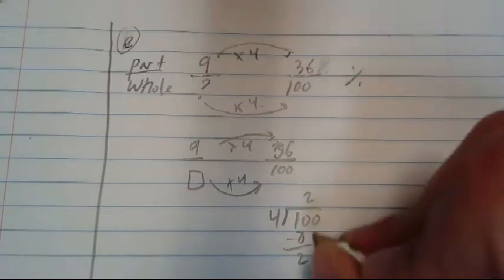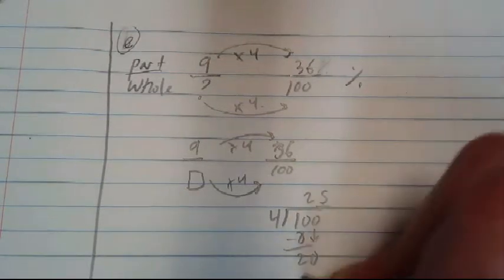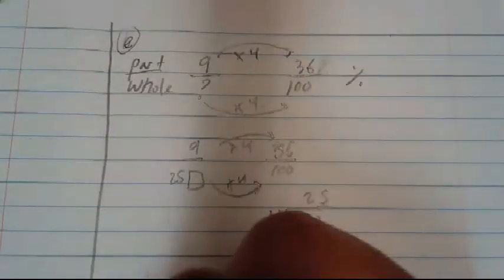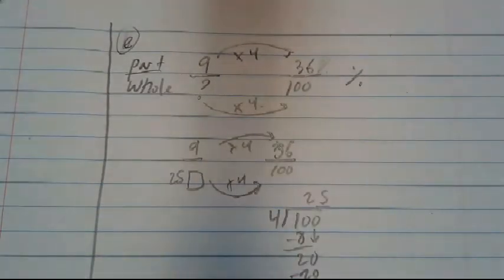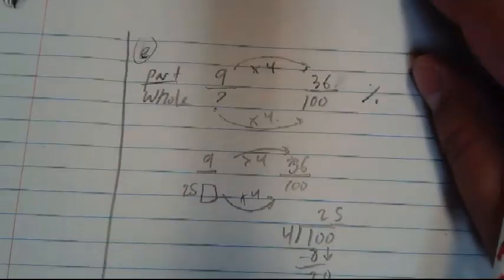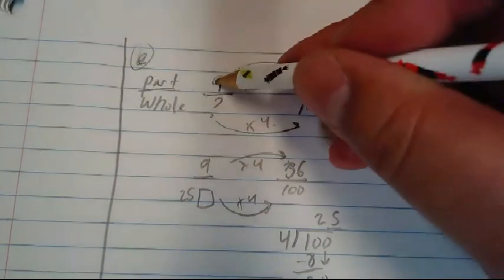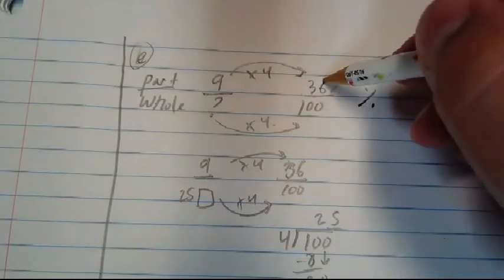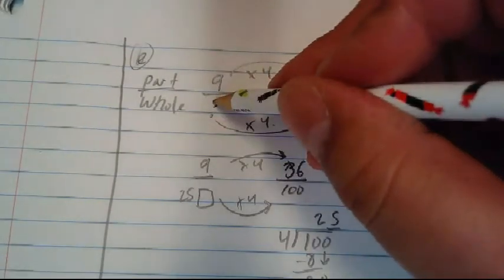Try not to skip corners, but... Oh, 25. So the answer for that one is 25. Right? So what does that mean? It means 9 is 36% of the number 25. Yes? Okay, moving on to letter F.